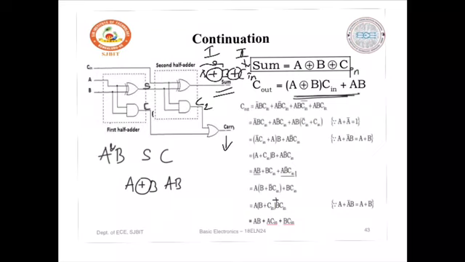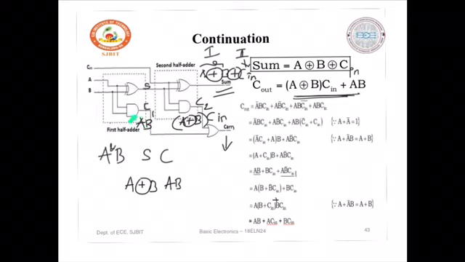Here, C1 is AB. And what is C2 here? C2 is got by multiplying the two inputs. The two inputs of the second half adder are: one input is A exclusive-OR B and one more input is Cin. The carry of the second half adder is got by multiplying its inputs. So what is the carry output of the second half adder now? A exclusive-OR B multiplied with Cin. This is my second half adder output.